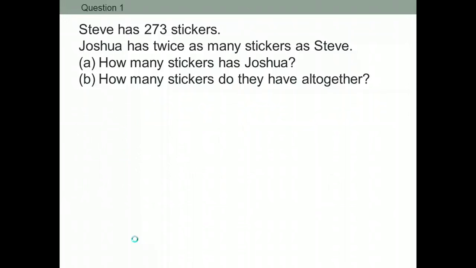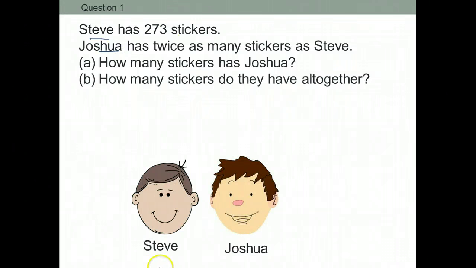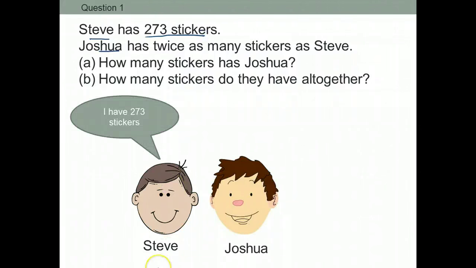Steve has 273 stickers. Joshua has twice as many stickers as Steve. How many stickers has Joshua? How many stickers do they have altogether? Here I know that there are 2 persons, Steve and Joshua. And I know that Steve has 273 stickers. How about Joshua? Joshua has twice as many stickers as Steve.